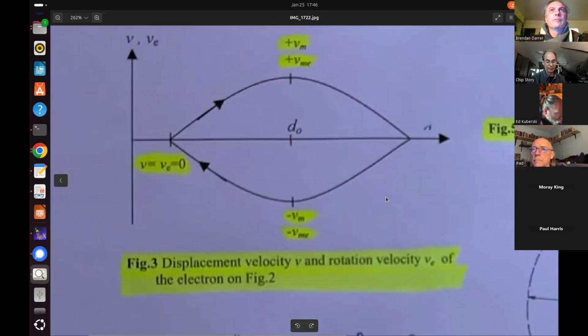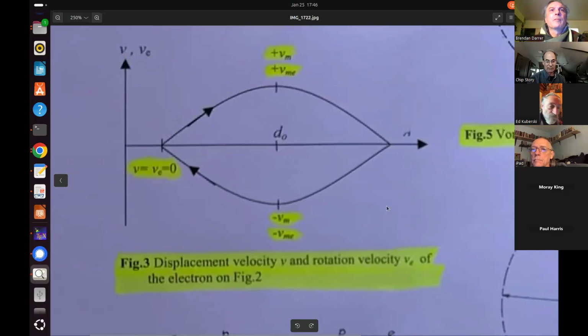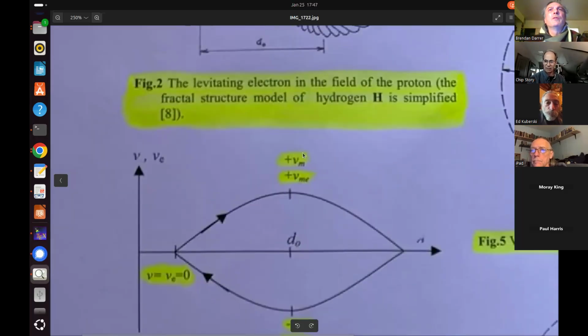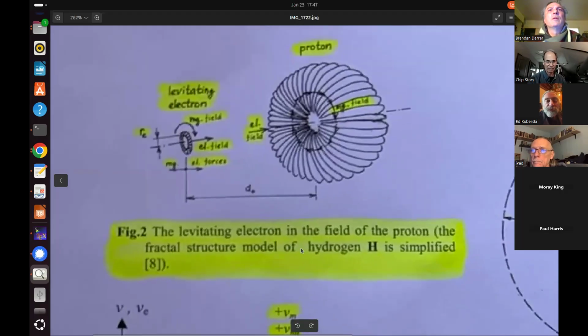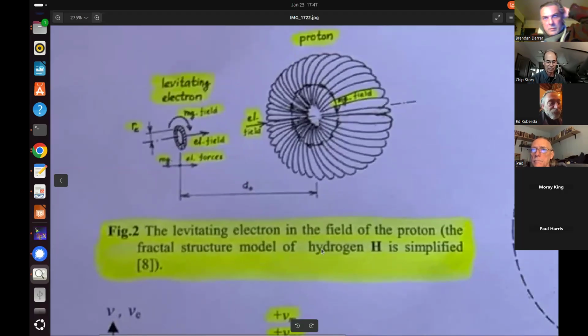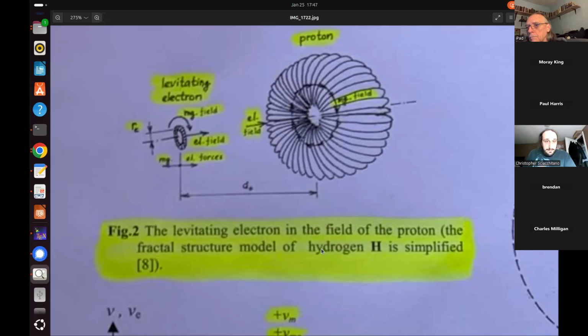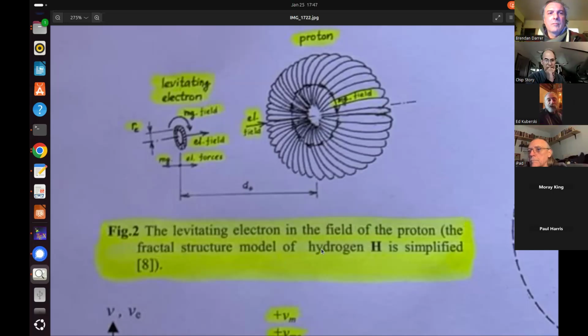Here's figure 3, describing the displacement velocity v and rotational velocity v of the electron. Plus and minus, they appear to be balanced. So continuing down, one thing that's really important to understand is Pavel's theory is that all of these structures have a rotation in one direction and a rotation in the other direction. So there's counter rotation, and the magic happens at the null point or at the 0 point.